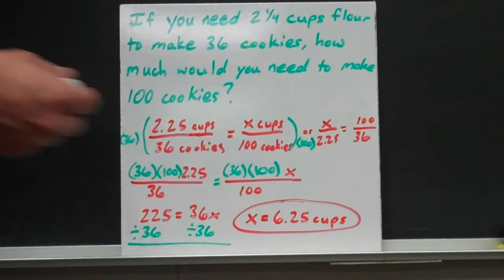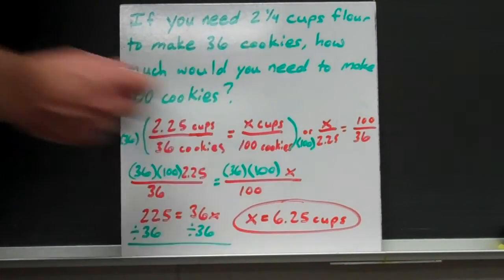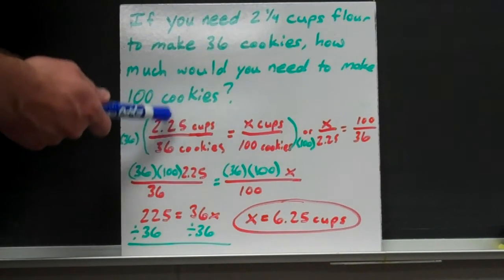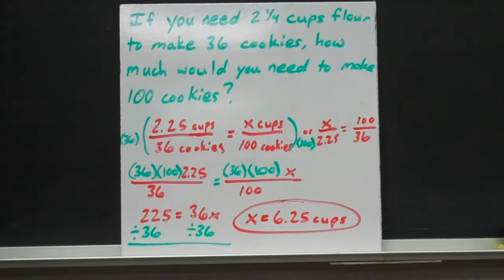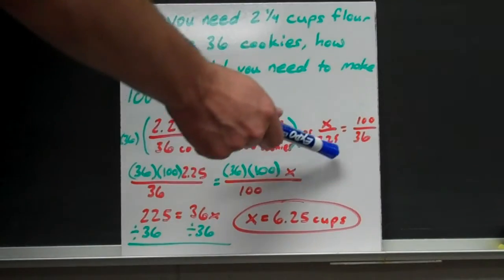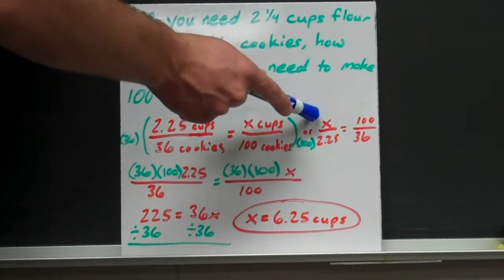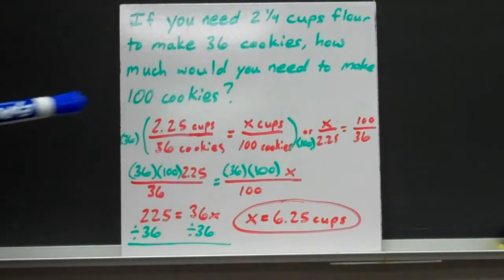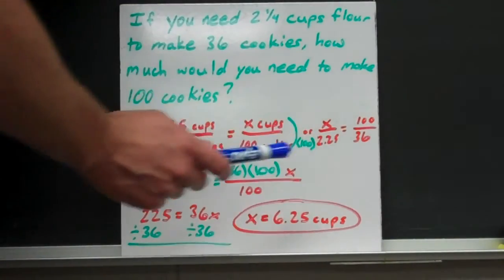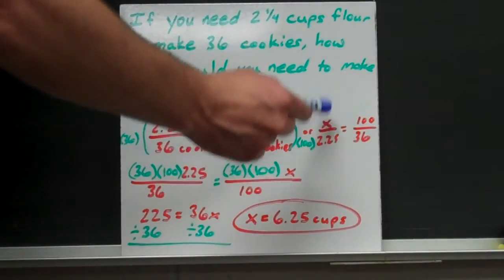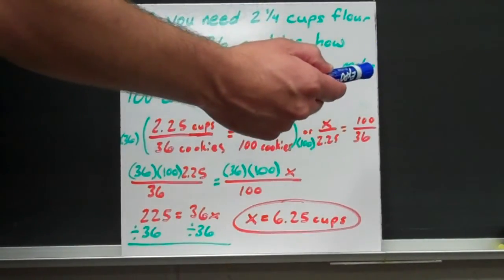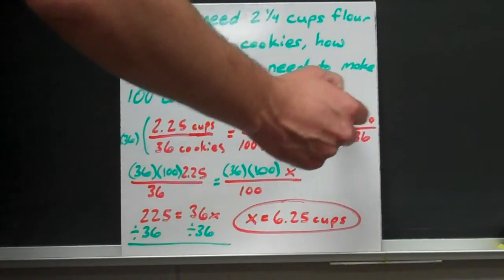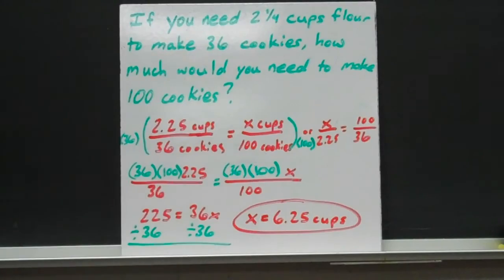Notice, both of these, we've got the cups on top, the cookies on the bottom. Also, the 2.25 is the number of cups needed for the 36 cookies. We could also write this as this proportion over here. x cups over 2.25 cups equals 100 cookies over 36 cookies. So notice this time the cups are both on one side, the cookies are both on one side. On the top are both of the values from our second set of cookies. On the bottom, those are the values from our first set of cookies.